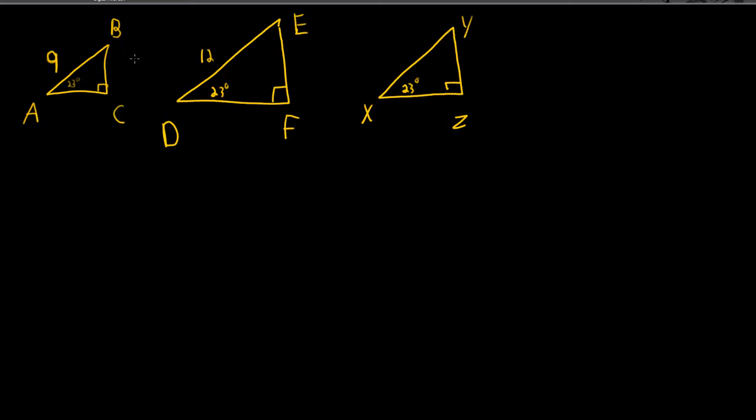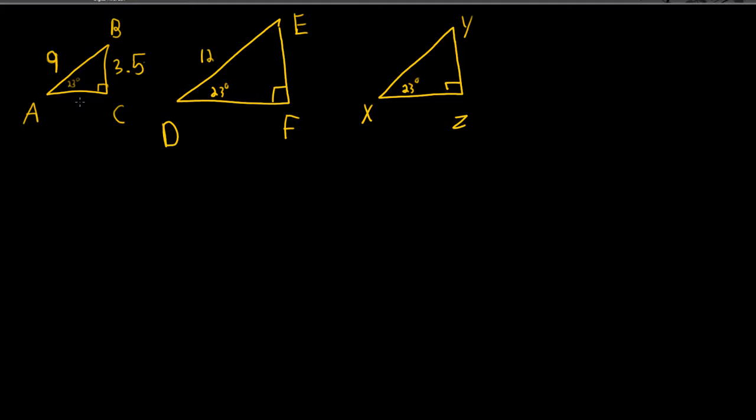Now let's say that BC is just about 3.5. What could we find out about the side EF on the second triangle? If we notice, ABC has to be similar to DEF, because they both have this acute angle of 23 degrees and they both have a right angle. So by angle-angle similarity, the two triangles are similar.